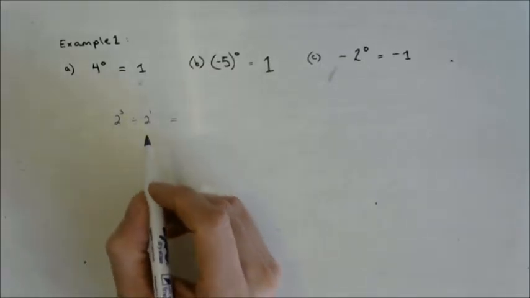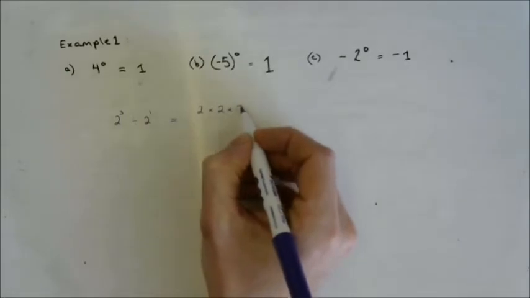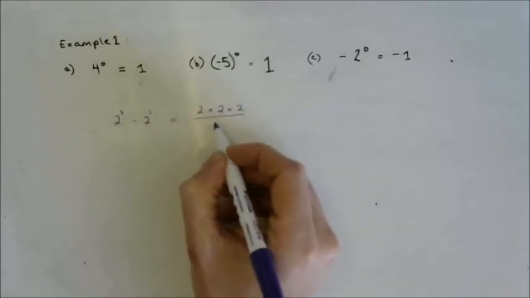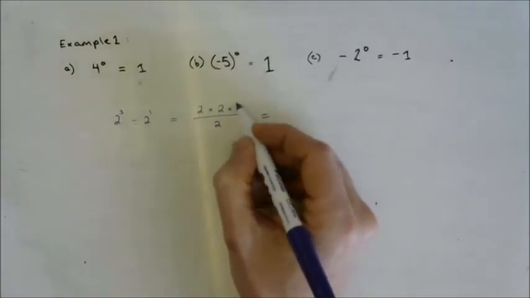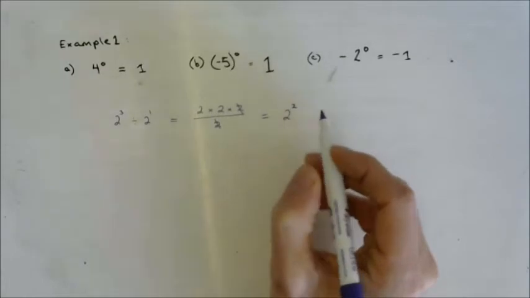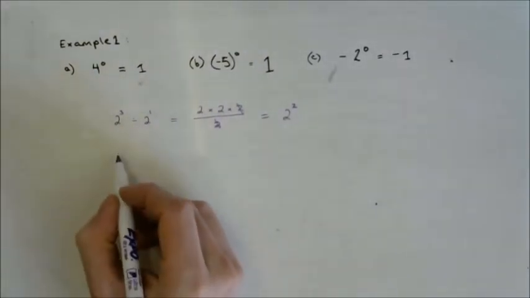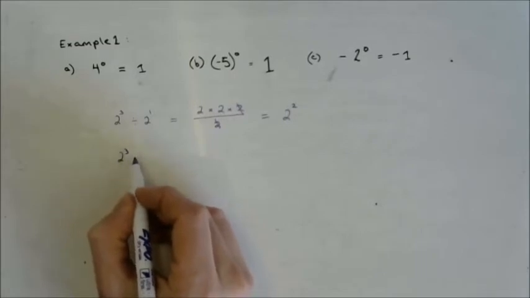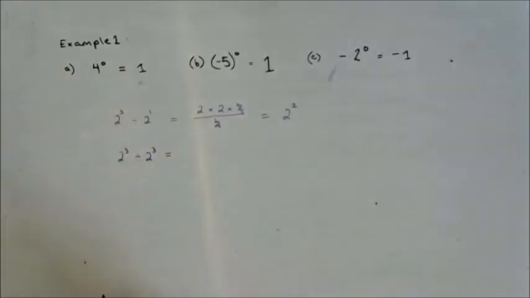We subtract them. Okay? So first I'll show it in expanded form. It's 2 times 2 times 2 divided by 2 to the power of 1, which means we just cancel out 1 and 1, and we're left with 2 to the power of 2, which is 3 minus 1. Keep paying attention. What if we have 2 to the power of 3 divided by 2 to the power of 3?